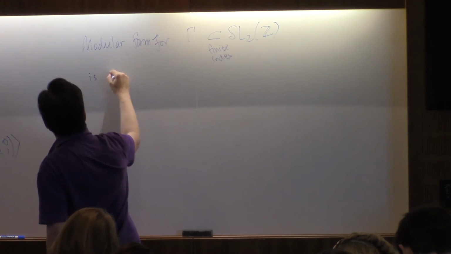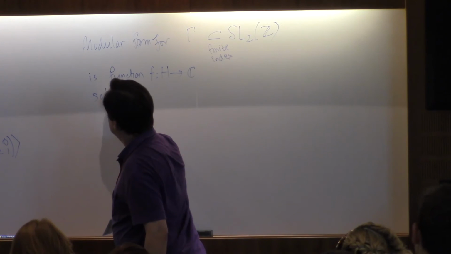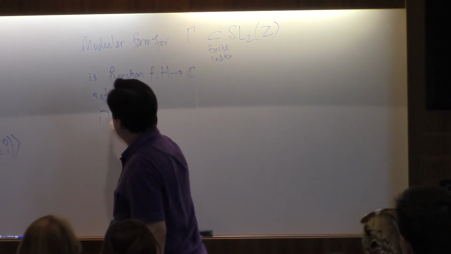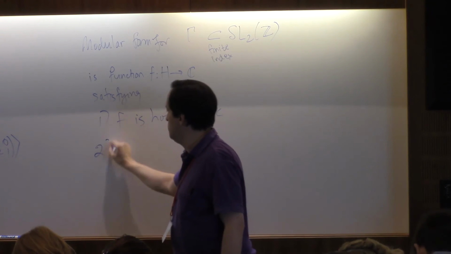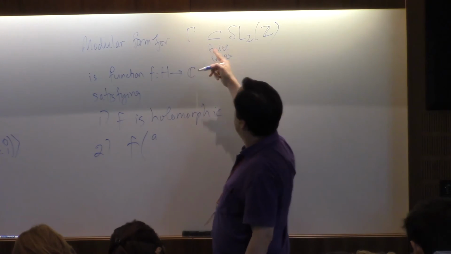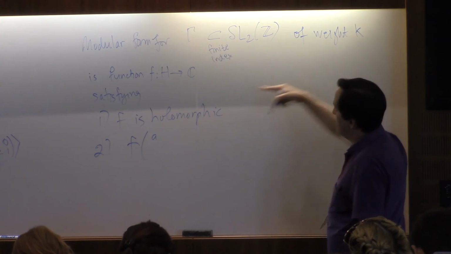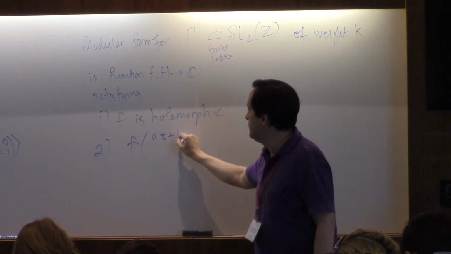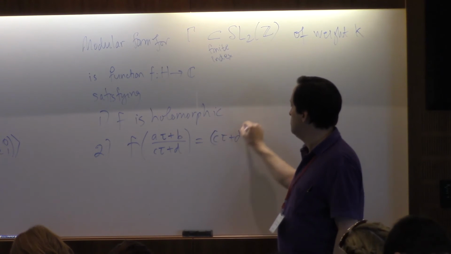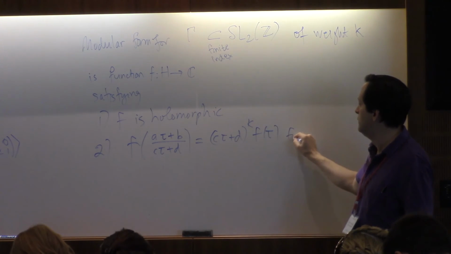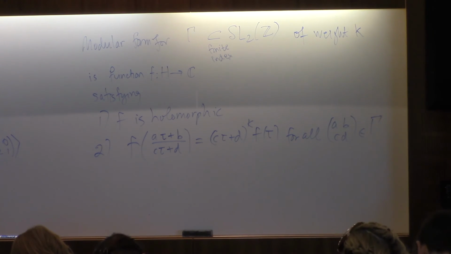But a modular form for a subgroup, what does it mean? It's a function satisfying: it should be holomorphic, like before. It should satisfy the weight k modularity condition, a modular form of weight k, for all A, B, C, D in that subgroup, not all of SL2Z.